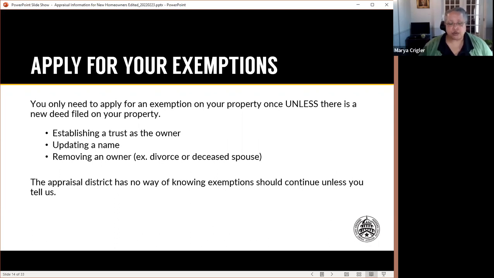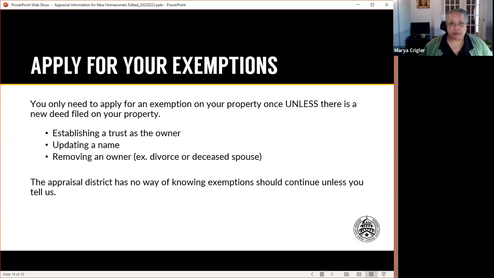Most commonly, you'll need to reapply for your exemption if you file a new deed on your property. Some of the reasons people will file deeds on their property is they may be doing some estate planning and they may put the name of a trust as the owner instead of the individual. Well, to the appraisal district, that is a change of ownership because the deed is reflecting a different name as the owner of the property. So the exemptions would be removed. You would need to file a new application.